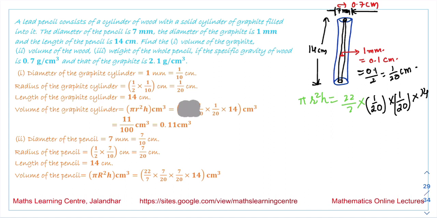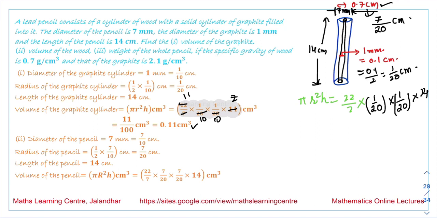So this is the volume of the graphite we are talking about, and when we solve it, this calculation, 22 by 7, 1 by 20 squared into 14, these two values get cancelled, it is 2, this is 10, and this value gets cancelled, and we are left with 11 by 100, that is equal to 0.11 centimeter cube. Now the next thing we have is the diameter of the pencil, which is 0.7 centimeter. So the radius of the pencil will be 7 by 20 centimeter.